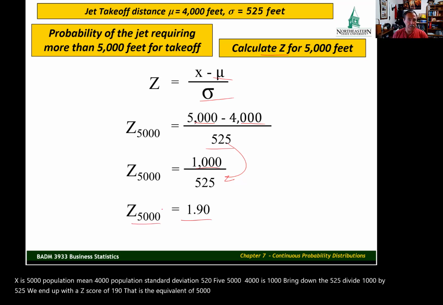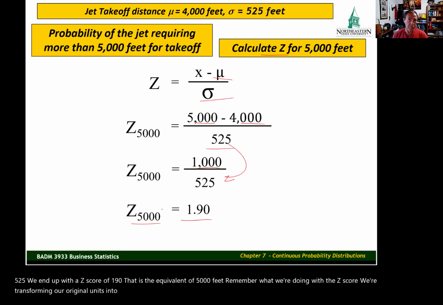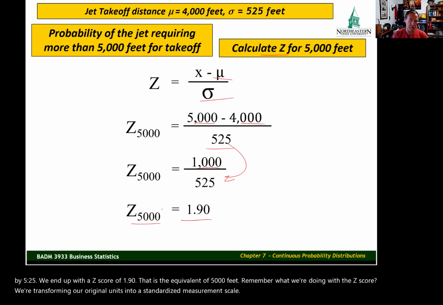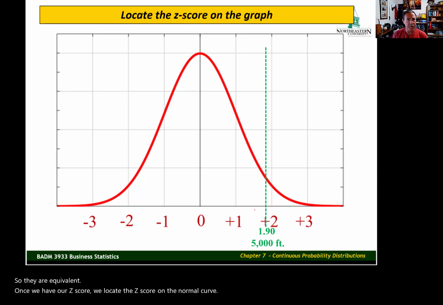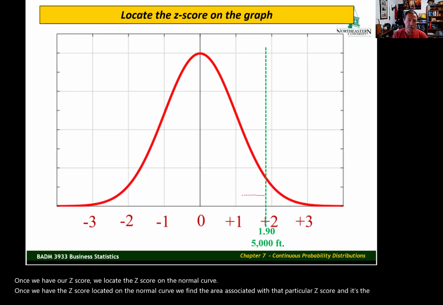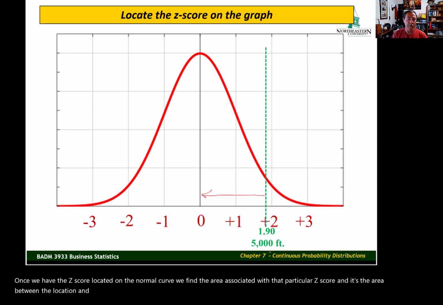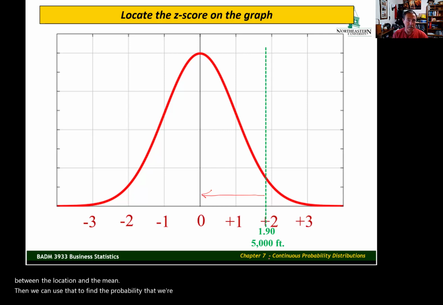Remember, what we're doing with the z-score is transforming our original units into a standardized measurement scale, so they are equivalent. Once we have our z-score, we locate it on the normal curve. Once we have the z-score located on the normal curve, we find the area associated with that z-score, which is the area between the location and the mean. Then we can use that to find the probability we're interested in, the probability of a jet taking more than 5,000 feet for takeoff.